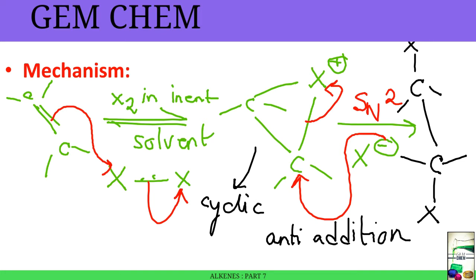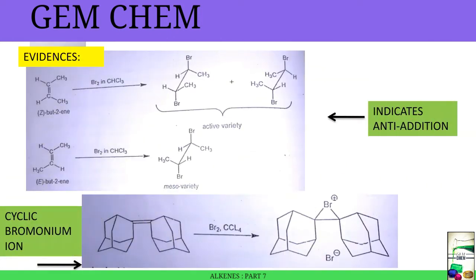Now we will see evidences that the addition is anti and it is formed by a cyclic bromonium ion. Here we take Z-but-2-ene. When it reacts, it gives these two products which are enantiomeric, and the bromines are placed anti. Similarly, if E-but-2-ene is reacted with bromine in CHCl3, then again the meso variety is obtained and the two bromines are anti to each other.